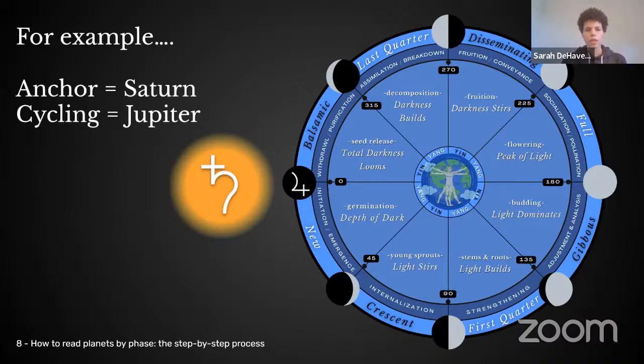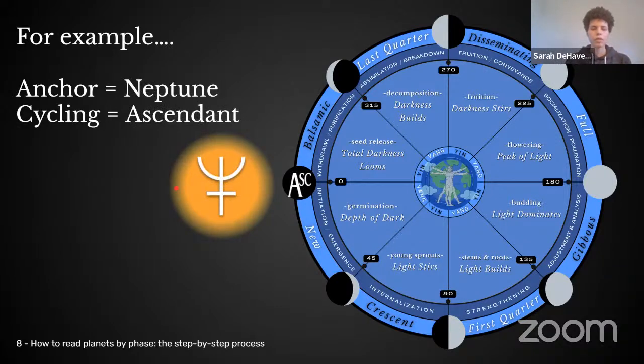Anchor planet is Saturn in this case. Cycling planet is Jupiter. Because Saturn is slower than Jupiter, it would take the position of the sun metaphorically, and Jupiter would take the position of the moon as it moves through the phases. So I have it here at new phase, but that's just for graphics. I didn't want to put a Jupiter glyph in every single one. All right, anyway. As you can see though, Jupiter would be moving through that cycle where Saturn would stay stationary, more or less.